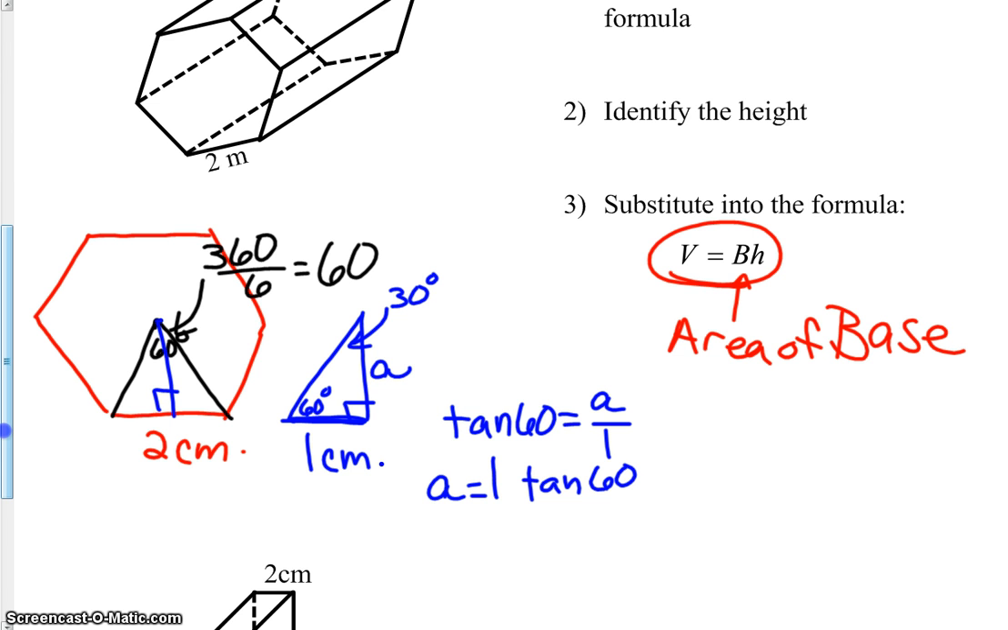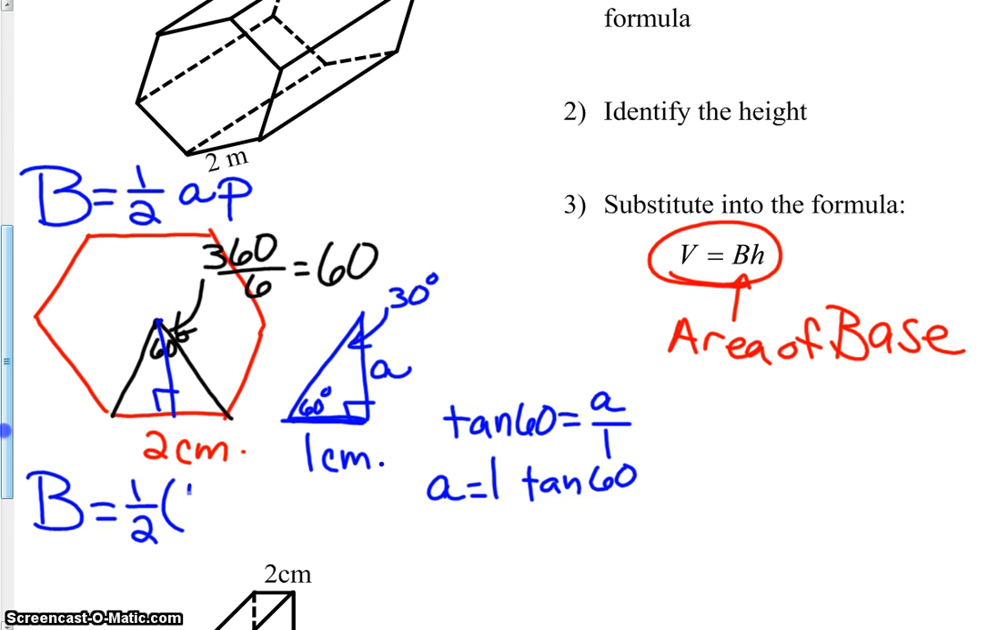Now I can sub into the formula for the area of my base here, and in this case, base equals 1/2 times the apothem times the perimeter. So my equation is going to be base equals 1/2 times 1 tangent of 60. And then I have to multiply that by the perimeter. Well, there are 6 sides. Each side is 2 centimeters long. So in this case, P is 6 times 2. So that's 12 centimeters. Now, when I take that information and multiply it all out, this is the result that I get.